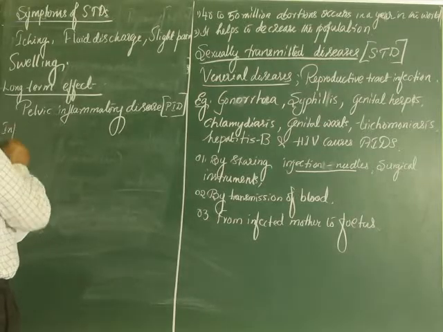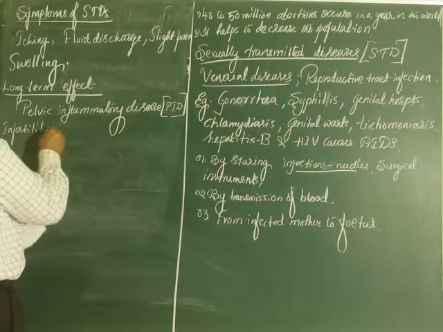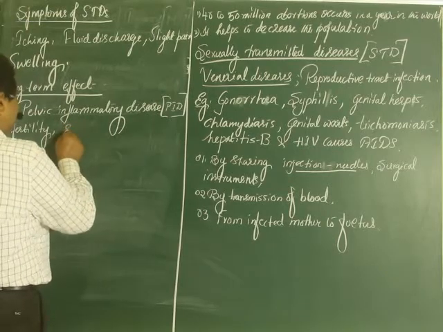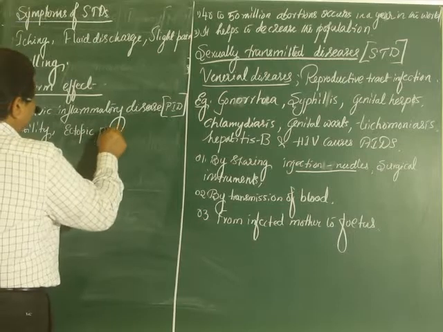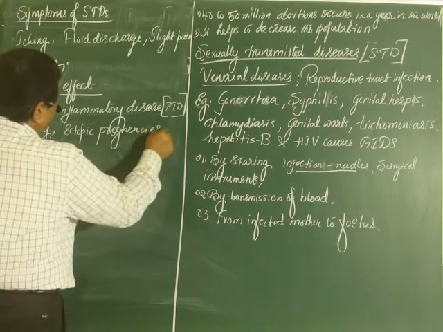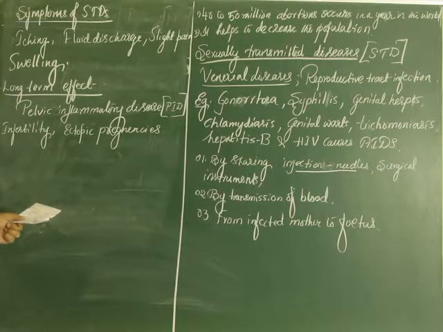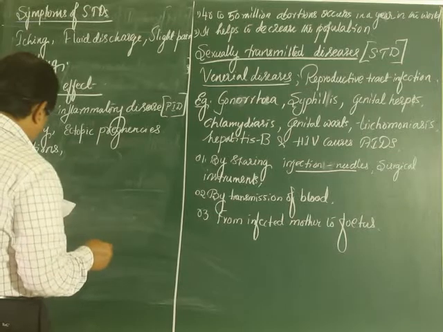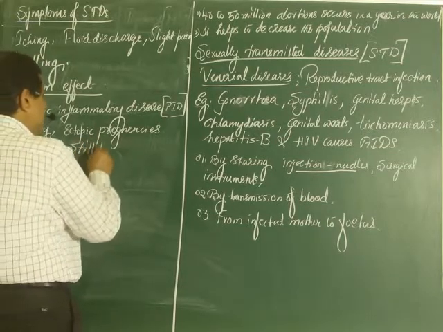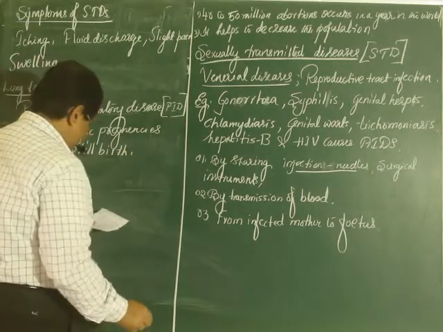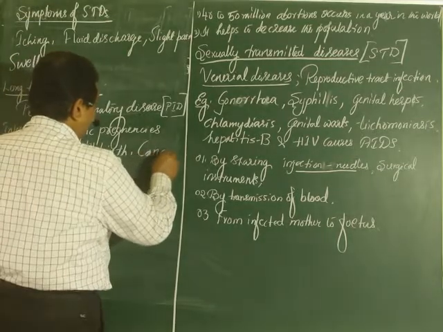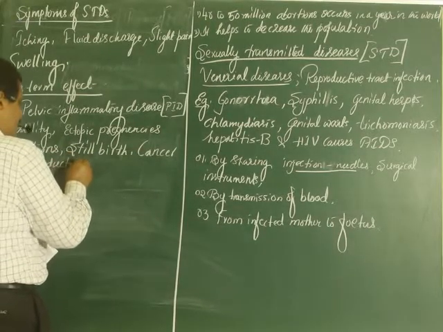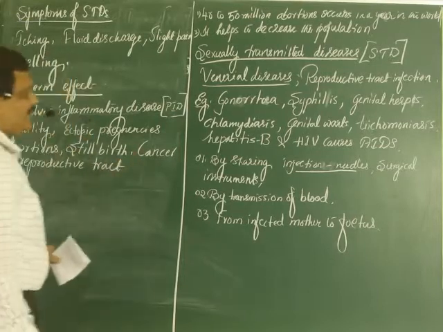And infertility. This is also another reason due to destruction of the prostate gland in male. And ectopic pregnancy. What is this ectopic pregnancy? I will tell you later. Abortion. And then stillbirth. Stillbirth means death of the child during birth. Cancer of reproductive tract.